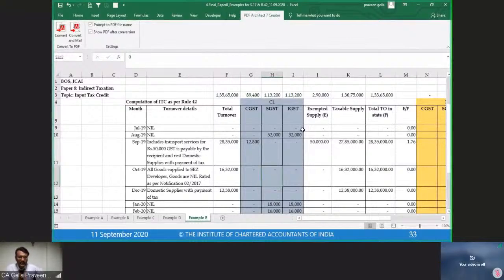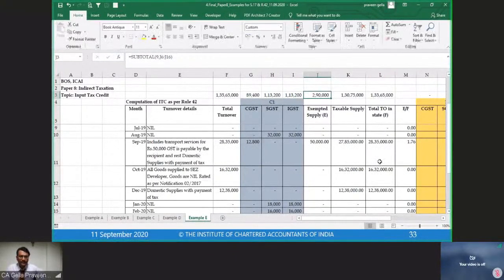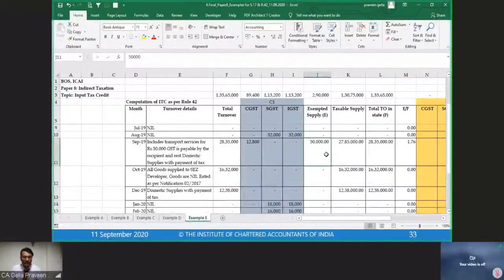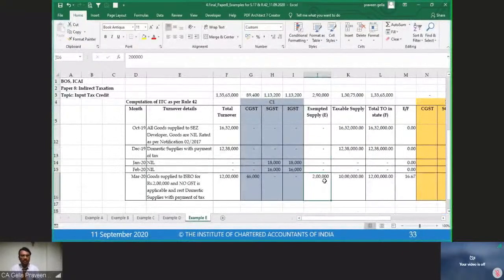Please let me know. Can you see this turnover of 2,90,000 in column J? In column J, I have updated month on month: May 40,000, September 50,000, and March 2 lakh. Can you confirm? Are you able to see my Excel file? I've updated the value of 2,90,000. Column K, 1 crore 30 lakhs. Column L, 1 crore 33 lakhs.